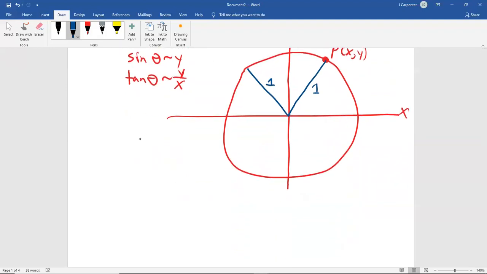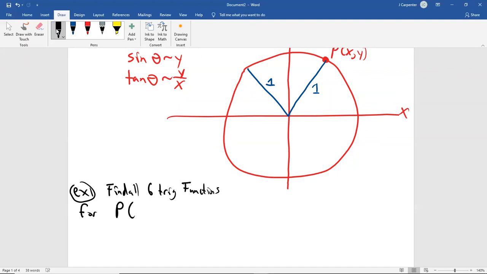So for example, example 1, we're going to just find all 6 trig functions for a point on the unit circle that's negative 1/2 and negative square root of 3 over 2.